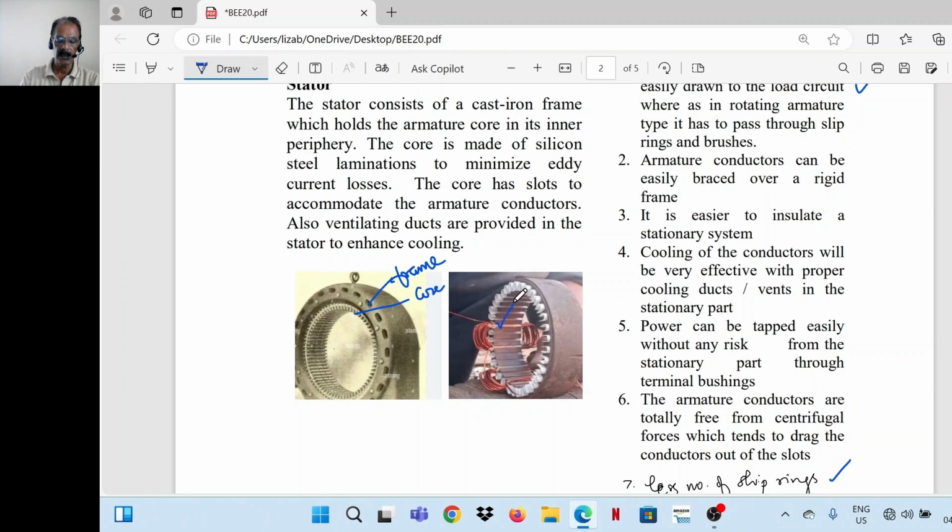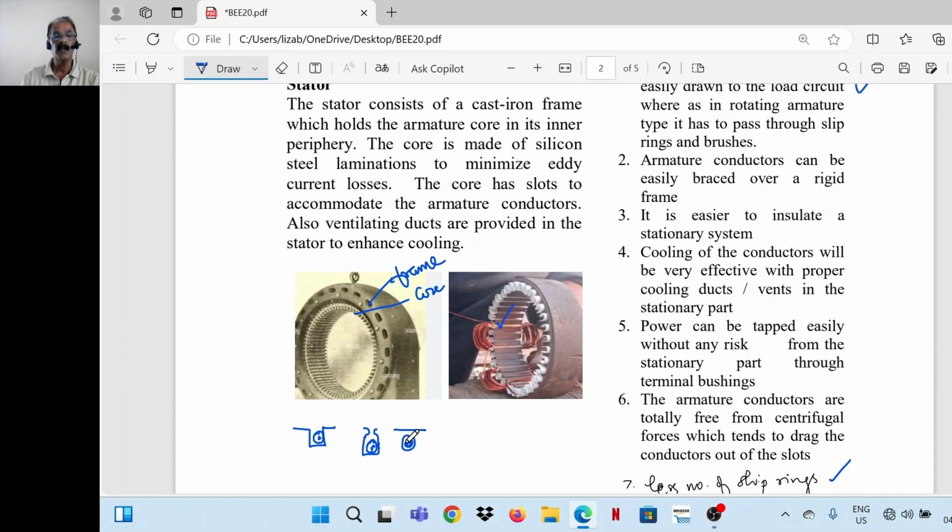So here conductors are inserted in the core, in the slots provided in the core. So slots are generally of three types. There are open slots, semi-closed slots, and closed slots. So here conductor is placed, here conductor, here conductor in the closed slot. So each type has got its own advantages and disadvantages.